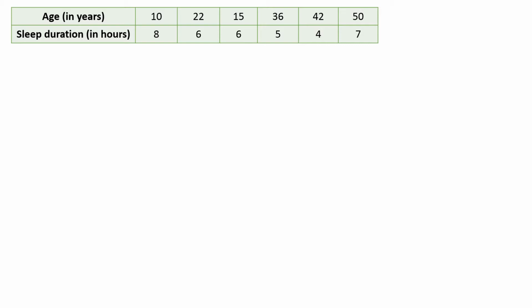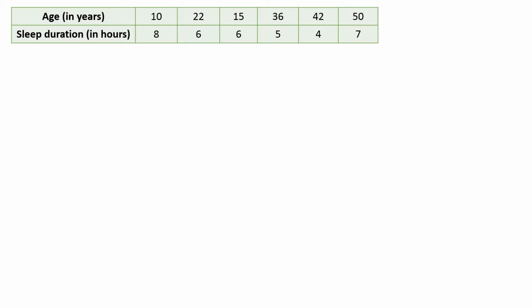duration in hours. That's 8 hours for the respondent with a 10-year-old age, 22 years old has sleep duration of 6 hours, 15 years old 6 hours, 36 years old is 5 hours, 42 years old is 4 hours, and 50 years old is 7 hours. So of course you do not interchange those data because they are paired with one person for each column.